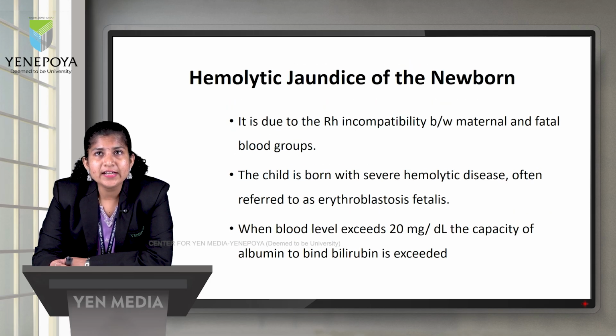Next is hemolytic jaundice of newborn. So this is mainly because of Rh incompatibility between maternal and fetal blood group, where the child is born with a severe hemolytic disease. It is often referred to as erythroblastosis fetalis, where the bilirubin level will exceed 20 milligram per deciliter. When it increases above 20 milligram per deciliter, the albumin binding capacity for bilirubin also is exceeded.